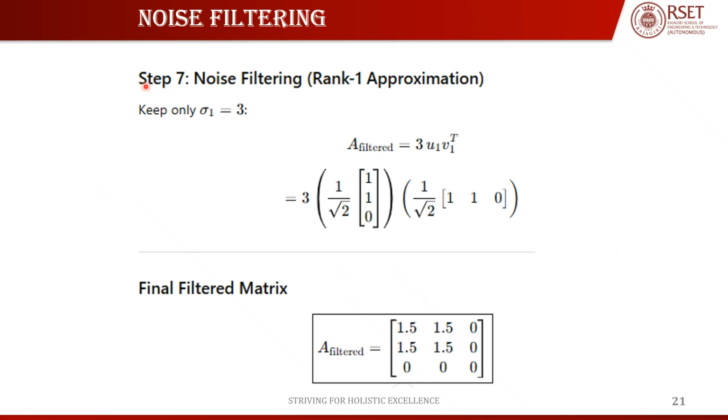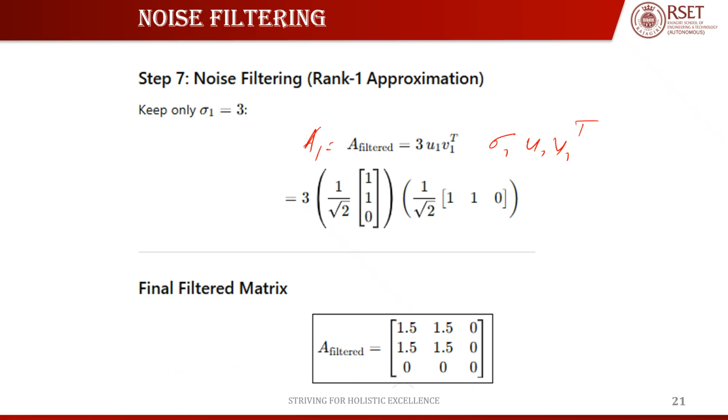Now to get the filtered matrix, that is your rank 1 approximation matrix A1, it is given by sigma 1 u1 v1 transpose. So that is 3 u1 v1 transpose, where u1 and v1 are both equal to 1 by root 2 times (1 1 0). Therefore by multiplication you will get the 3 by 3 matrix, which is your filtered matrix.